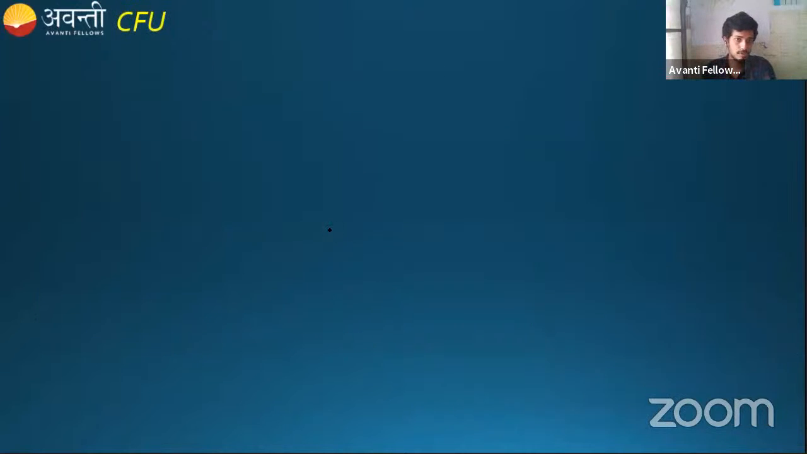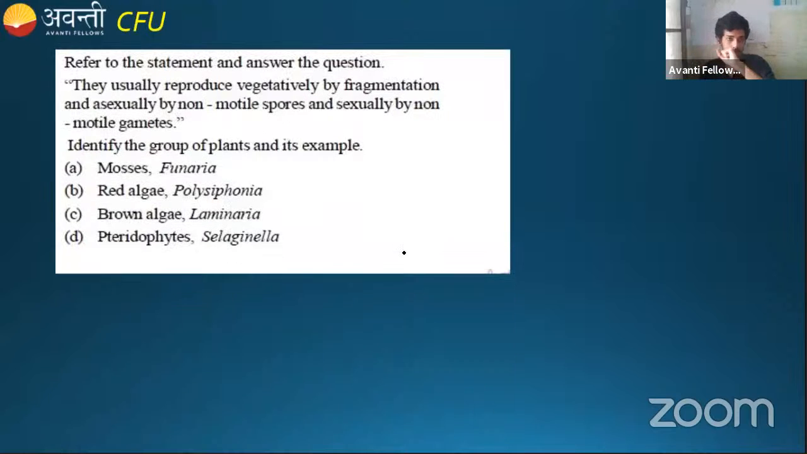So when CFU came, we solved this question. The question is easy. Refer to the statement and answer the question. They usually reproduce vegetatively by the process of fragmentation, asexually by non-motile spores and sexually by non-motile gametes. Identify the group of plants and its example. Option A, Mosses Funaria. Option B, red algae Polysiphonia. Option C, brown algae Laminaria. Option D, pteridophytes Selaginella. Do you guys need any time?